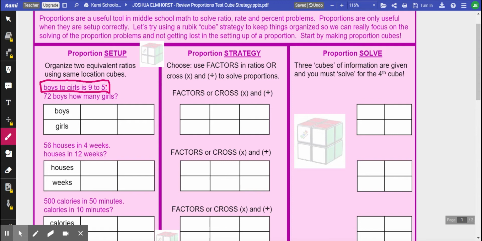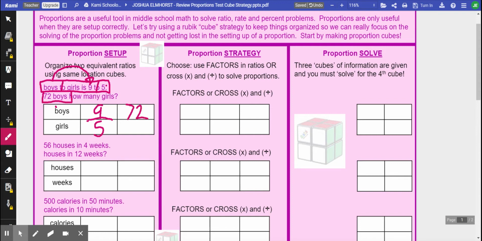So if we split this here, we have boys and girls represented down below, and that information goes together with the given ratio that's next. So boys is 9 and girls is 5. We're going to link these two little cubes together, and we could write that as a ratio in fraction form.